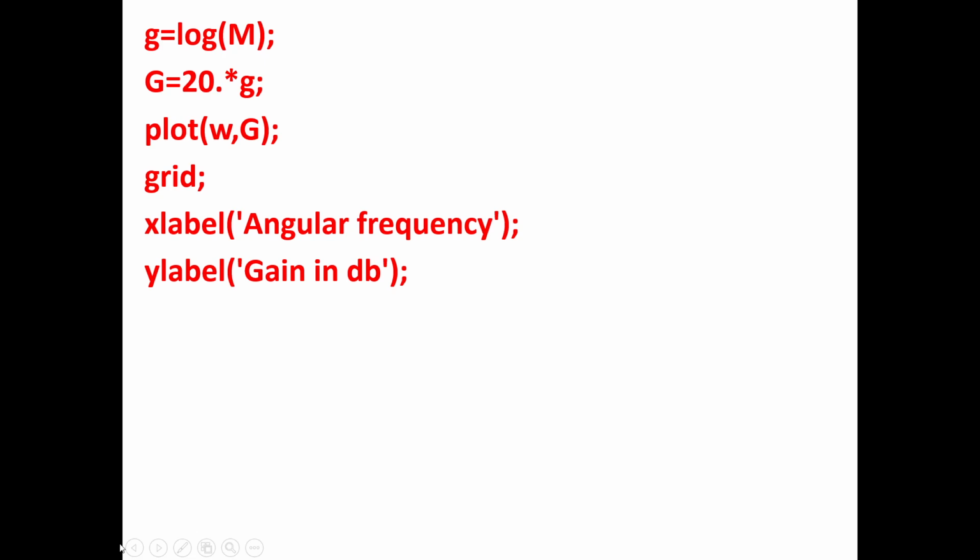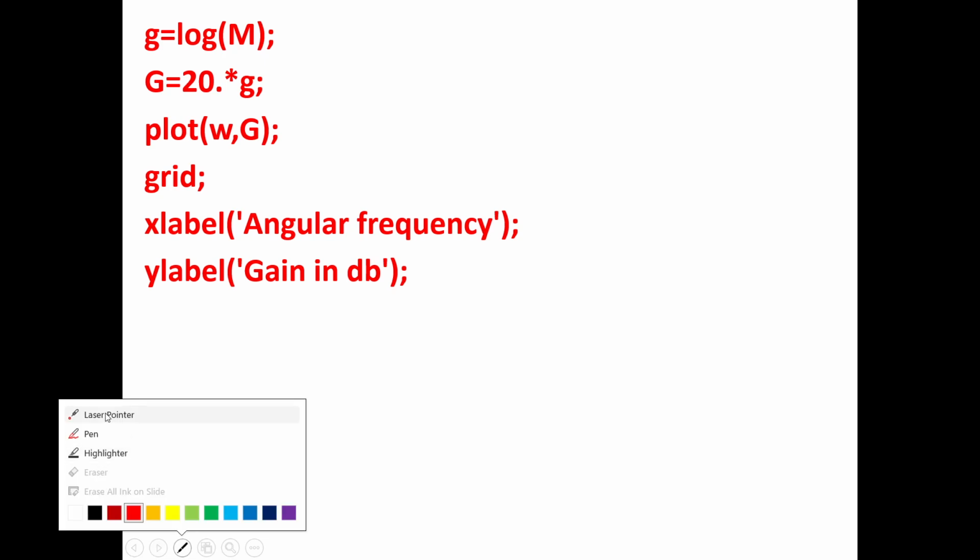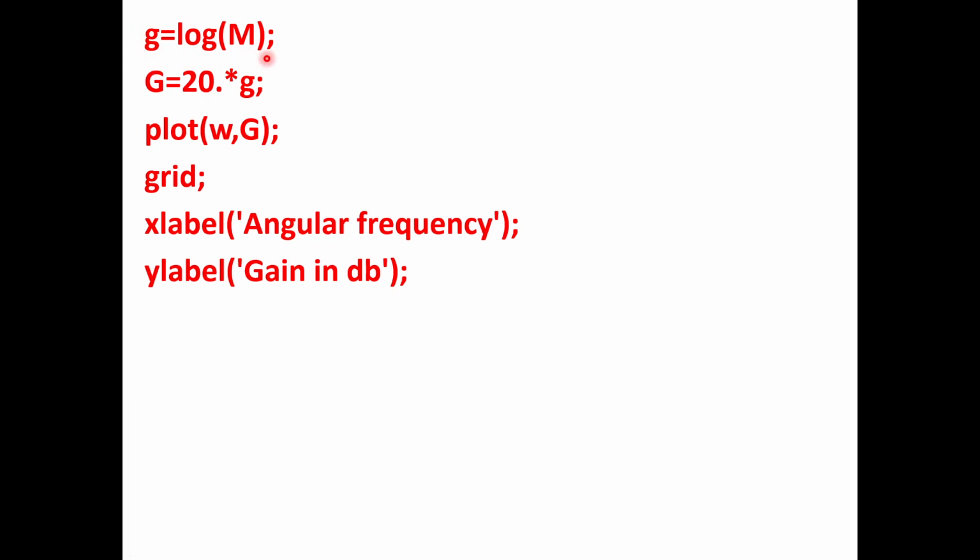G is equal to log m semicolon capital G, that is gain in decibels, is equal to 20 dot into G semicolon plot omega comma or W comma G grid semicolon. Next X label angular frequency semicolon, Y label gain in decibels semicolon. So you can copy it down.